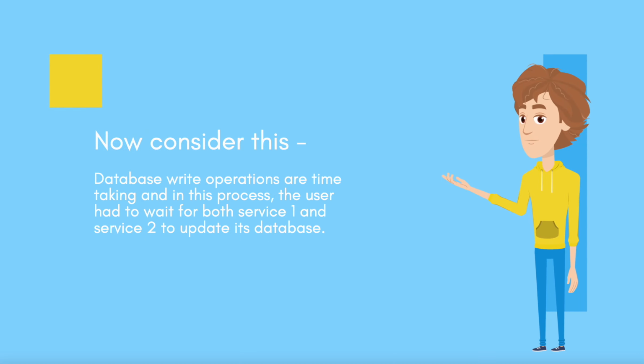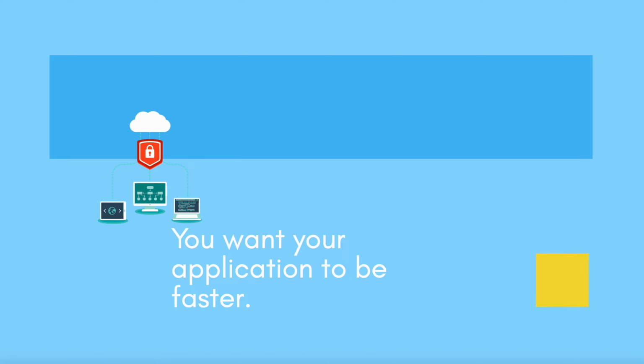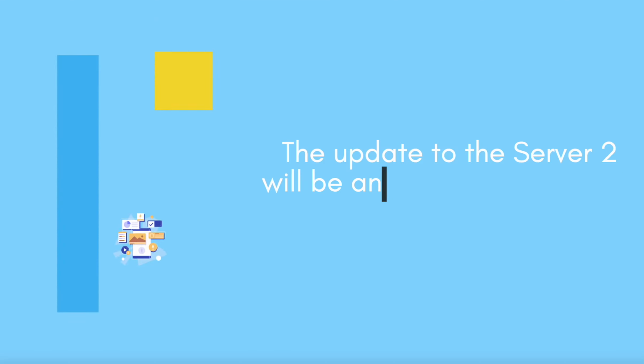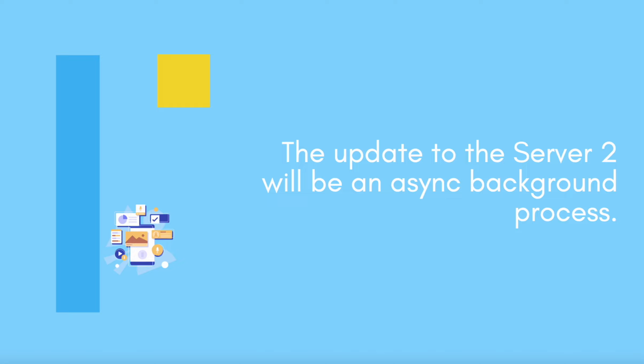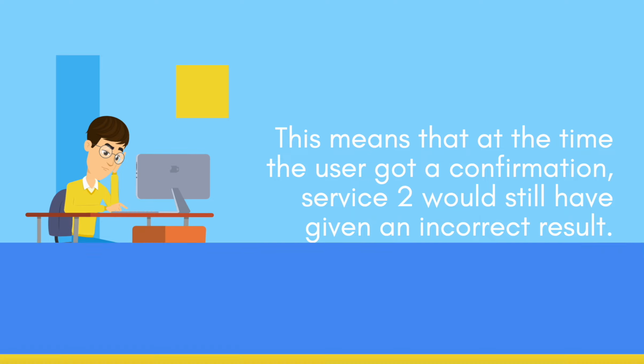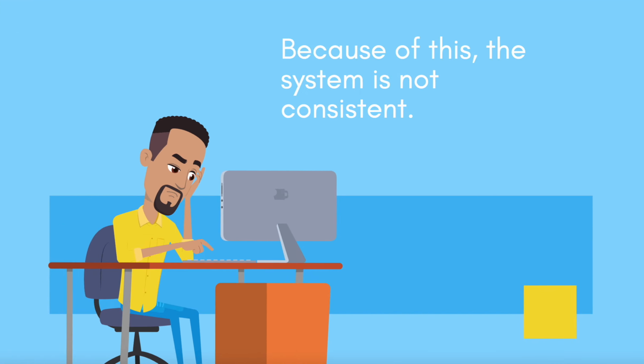Now consider this. Database write operations are time-taking, and in this process, the user had to wait for both Service 1 and Service 2 to update its database. You want your application to be faster. So you decide that as soon as Service 1 updates its database, you return a confirmation to the user. The update to Service 2 will be an async background process. This means that at the time the user got a confirmation, Service 2 would still have given an incorrect result. Because of this, the system is not consistent.